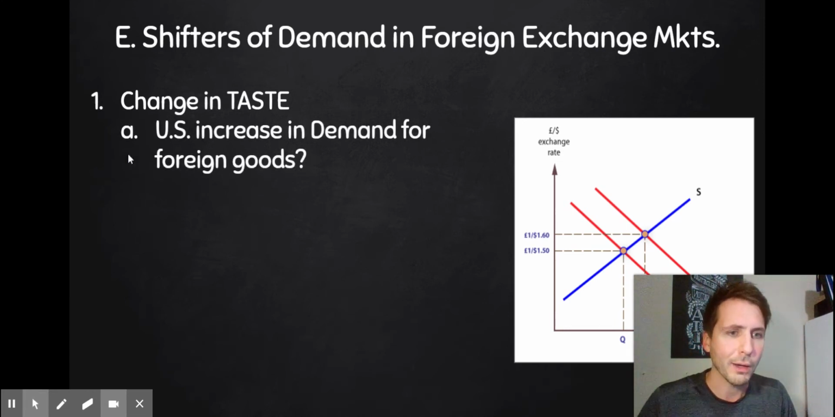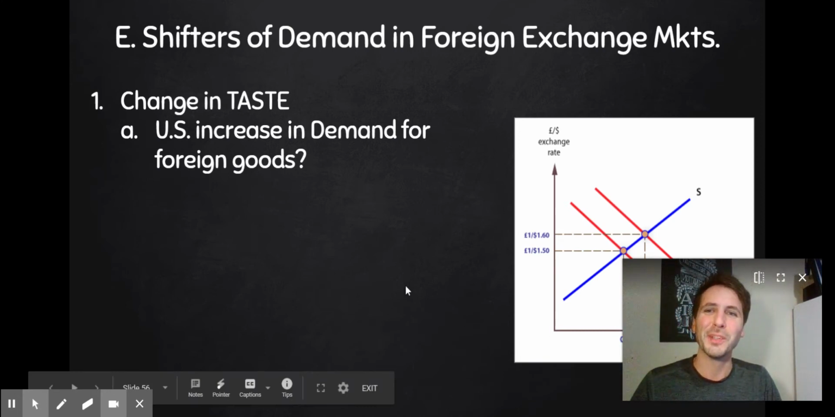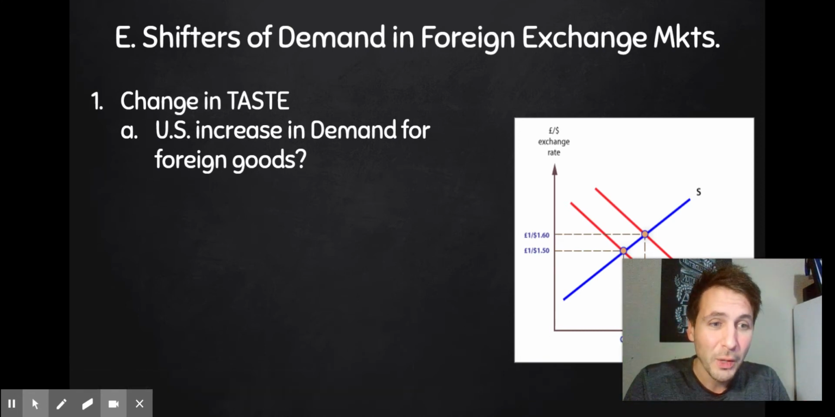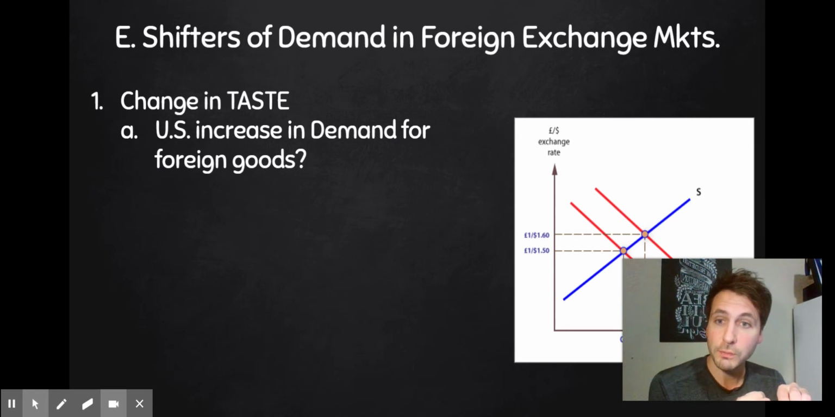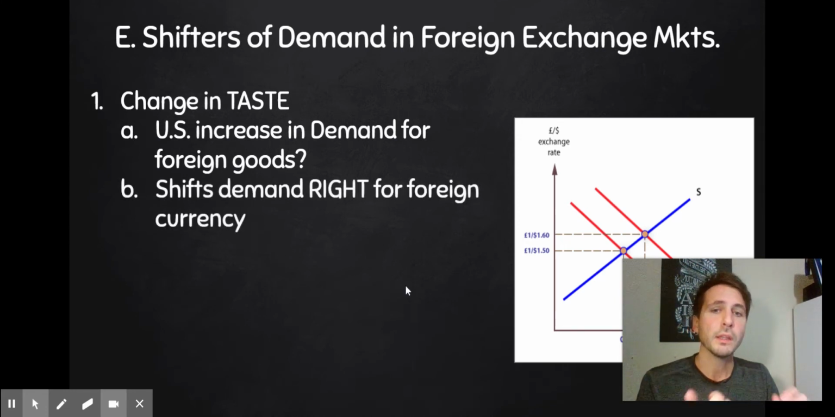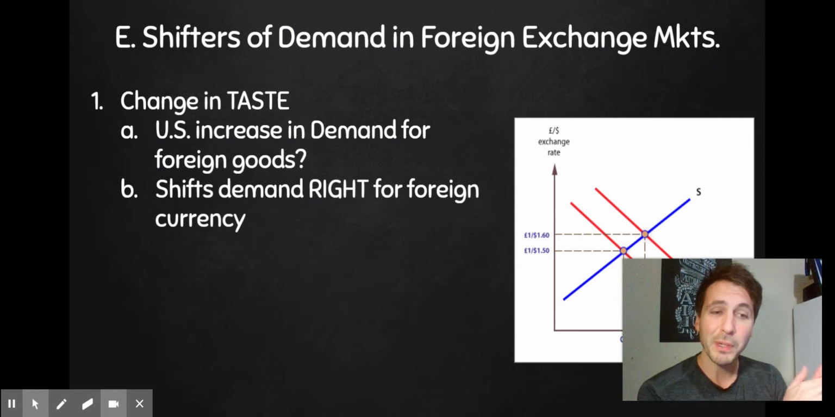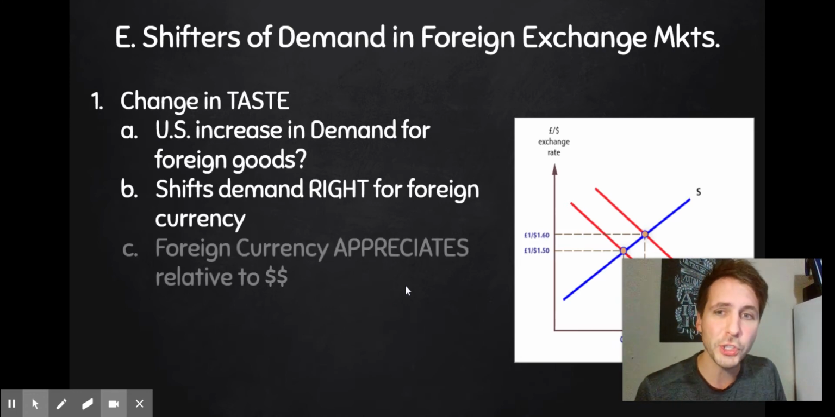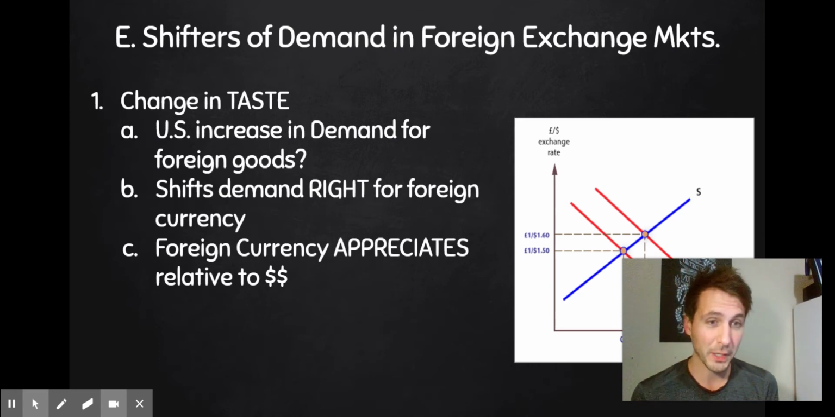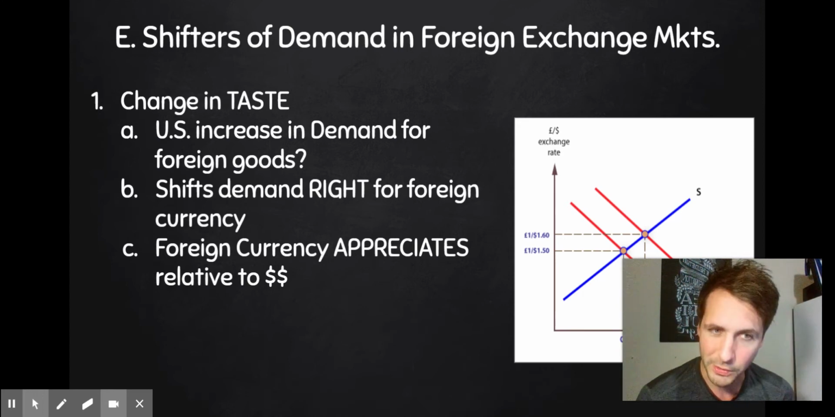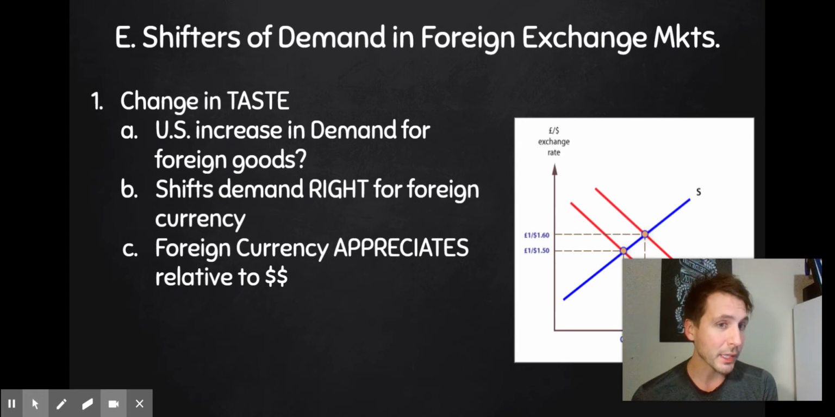So let's say I want more, I don't know, British fish. So in the United States, we demand more British fish. Well, in order to get those fish, we have to supply American dollars and demand British pounds, right? So the demand for the foreign currency, or the British pound, is going to go up. Demand is going to shift to the right. So if demand is shifting right for the foreign currency, what is happening to that currency? Well, it's actually appreciating in value relative to the American dollar, right? Because it takes more dollars to buy one pound because we want their goods, so we demand more of their currency. Got it?